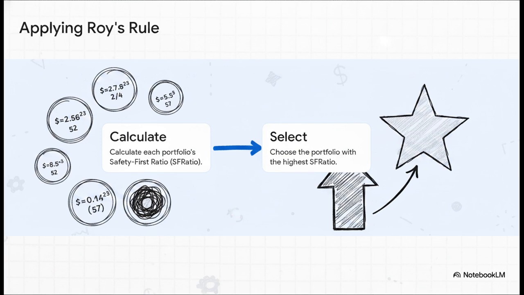Applying this is a completely objective two-step process. Step 1, run that formula for every single portfolio option you're considering. Step 2, just pick the biggest number. That highest number mathematically represents the lowest probability of ruin.